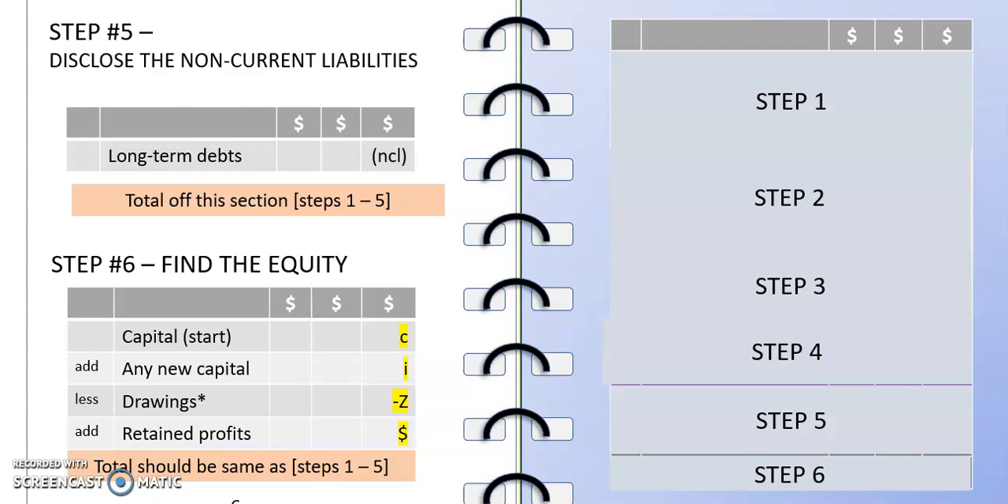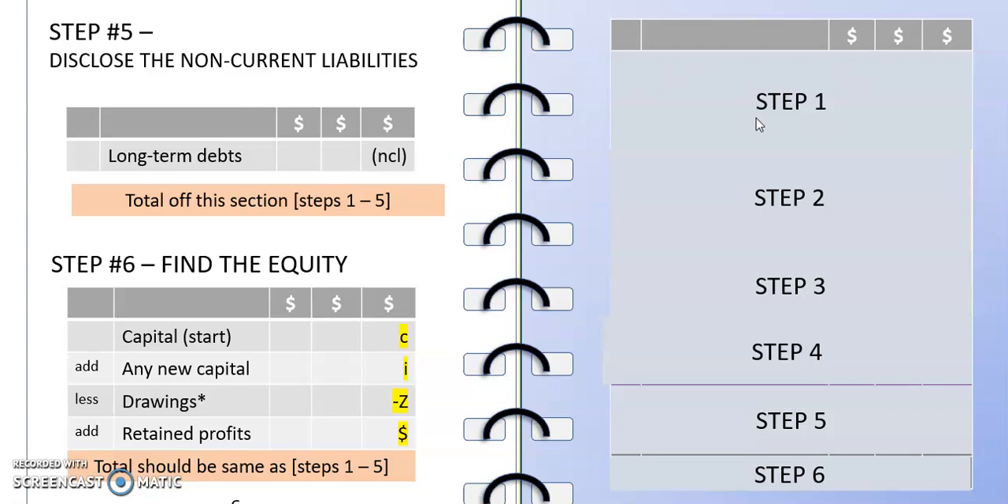Now, the reason why you're seeing an asterisk on drawings is because this is referring specifically to a sole tradership. If it was a partnership, those drawings would have been used up in another account, and that other account would be written here. If it's a company, then obviously there will be no drawings, so hence drawings will not be included in that section. All right, so let's do a quick review of this process.